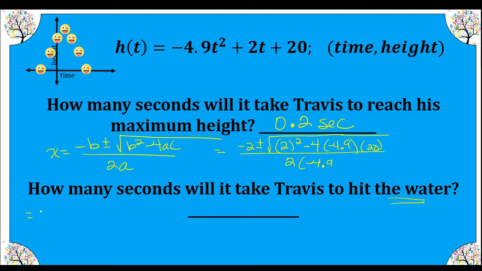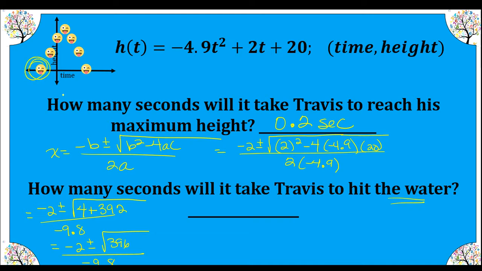Okay, now let's clean that up a bit. Negative 2 plus or minus. We're going to square the b, and now we're going to pause and determine the operation. So it's negative times positive. So that's a plus. And then we're going to have 4 times 4.9 times 20. And I get 392, all over negative 9.8. So I'm going to add those two numbers under the radical and get 396 over negative 9.8.